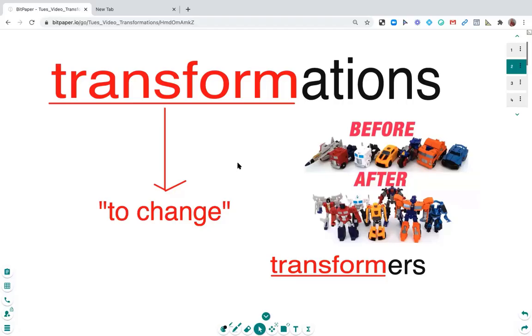So when we're talking about transformations on the coordinate plane, we're talking about taking points or taking two-dimensional shapes and changing their location on the coordinate plane. So we are going to talk about three different types of transformations today.